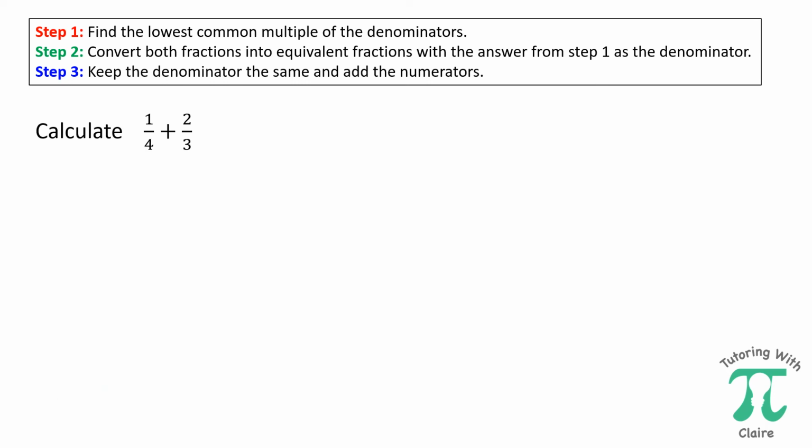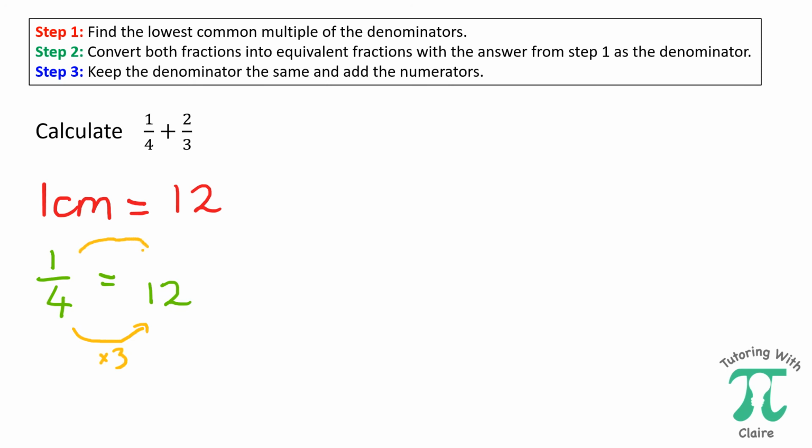This is the final example that we're going to go through. Again, feel free to pause the video. The lowest common multiple of 4 and 3 is 12. So 1/4 as an equivalent fraction with 12 as the denominator. To get from 4 to 12, we multiply by 3, so we multiply the numerator by 3. 1 times 3 is 3.